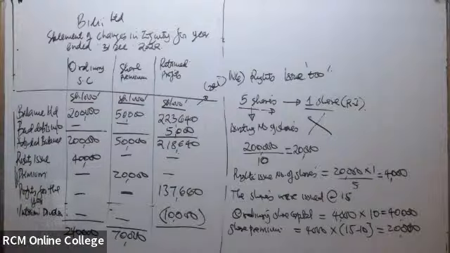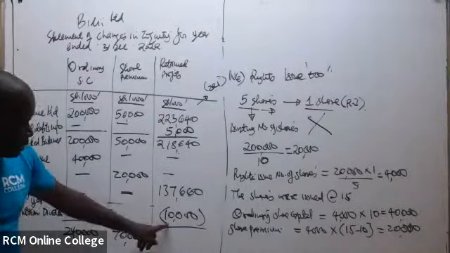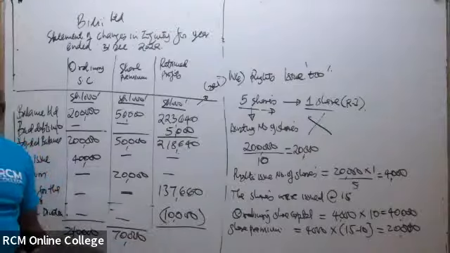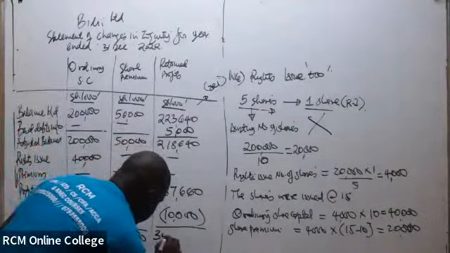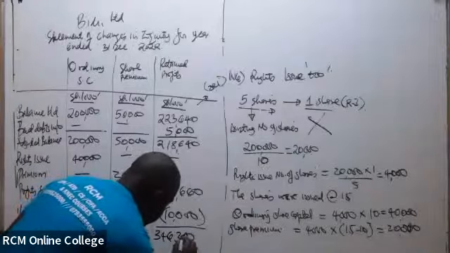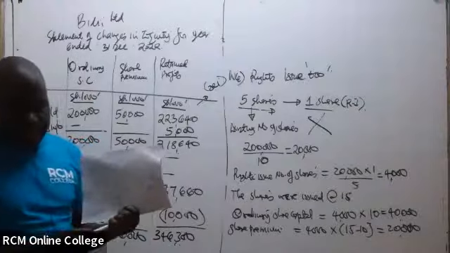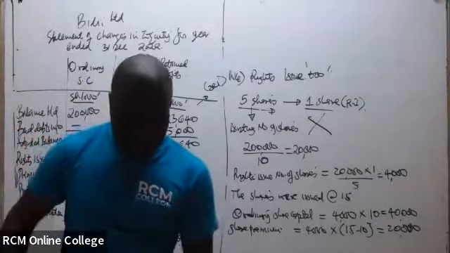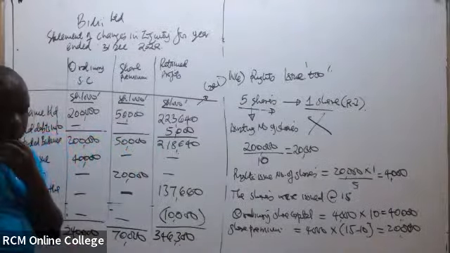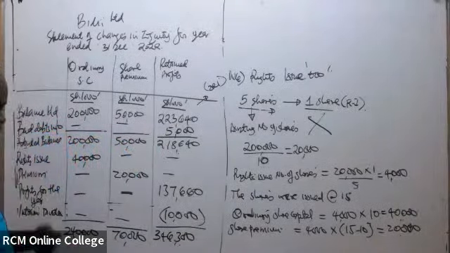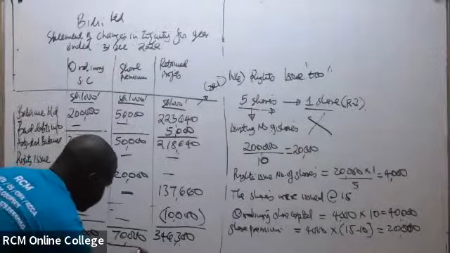346,300. If you minus the 10 also, 346,300. I think it will be like that. So that's why in this case, you'll end up having to come up with what?